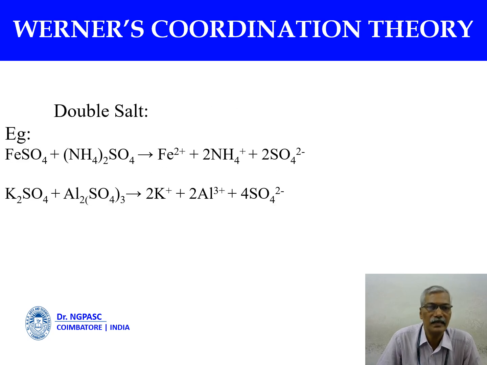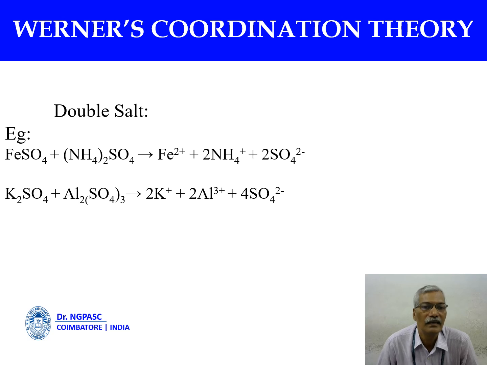Next, we are going to learn about double salt. What is the meaning of double salt? It is produced by the combination of two simple salts. For example, when ferrous sulfate combines with ammonium sulfate, it produces ferrous ammonium sulfate, generally known as Mohr's salt. And this compound, when added to water, provides all the cations and anions present in it.